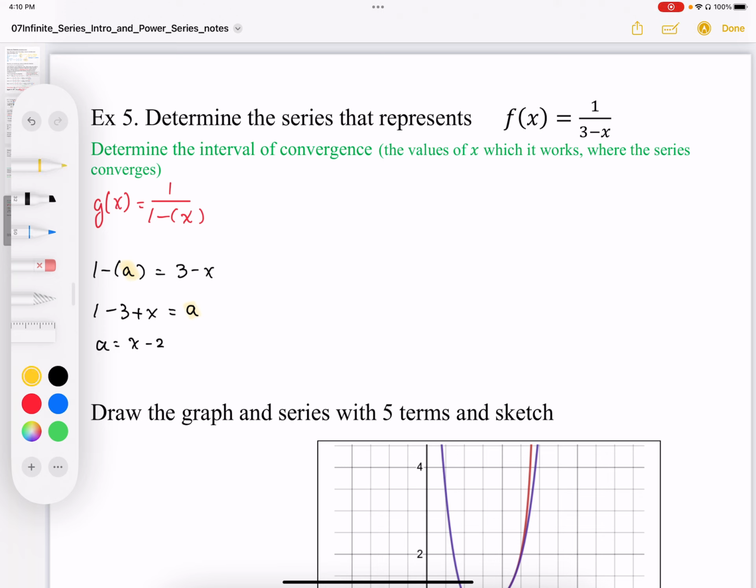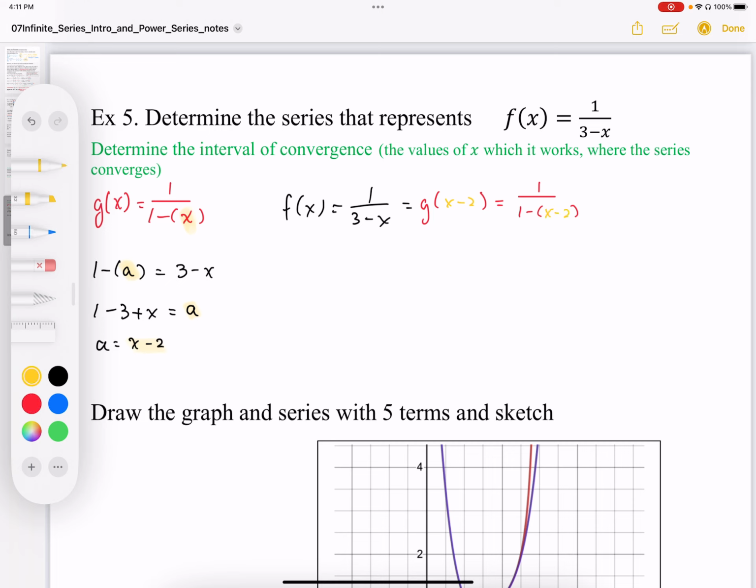So that's what I'm going to do. I'm going to plug that into that x there, and I'm going to generate my f of x. So my f of x then, that 1 over 3 minus x, can be done by embedding into g the x minus 2. And by doing so, I'm going to end up with 1 over 1 minus x minus 2.